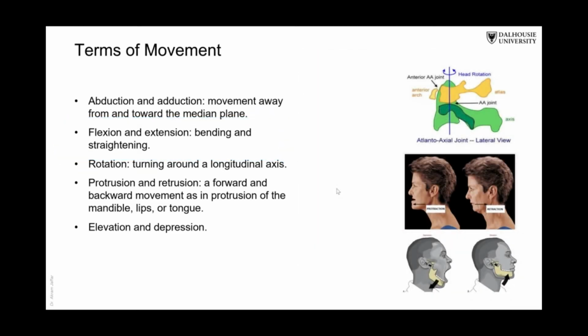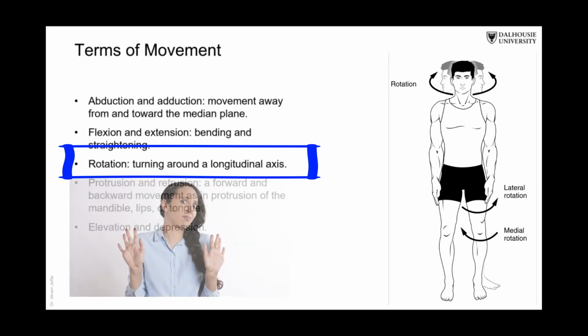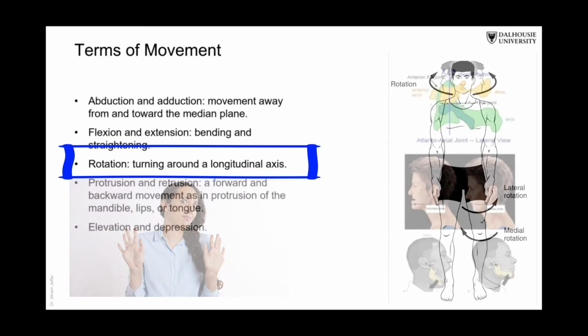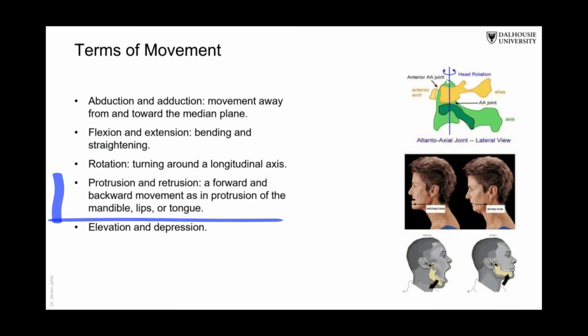The word rotation is used when something is rotated around the longitudinal axis, as we will see in the atlantoaxial joint between the atlas and axis vertebra. For example, when you turn your head around, like when you say no, this implies a rotation at the atlantoaxial joint here.